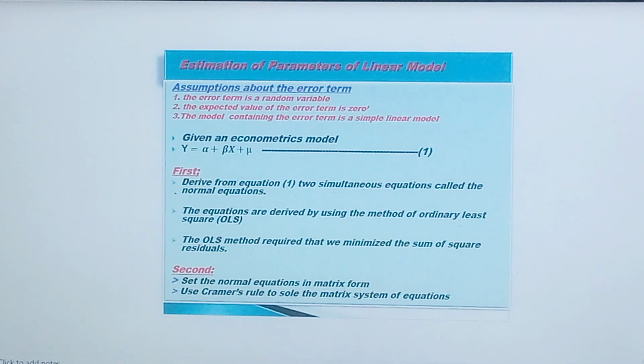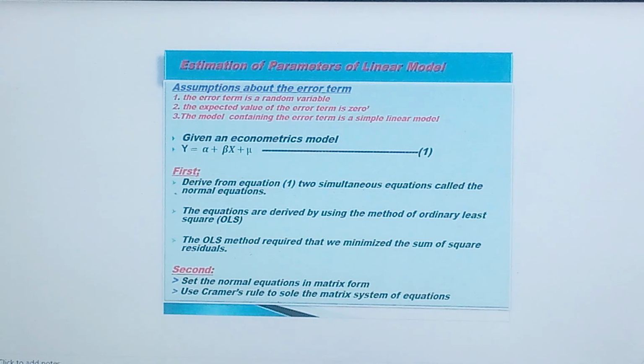Okay, now to estimate the parameters of a simple linear regression model, we make three assumptions about the error term. The first is that the error term is a random variable. So this means that the error term can take on any value, positive, negative, or zero. Then the second assumption is that the expected value of the error term is zero. That is, the mean or the mathematical expectation of the error term is zero.